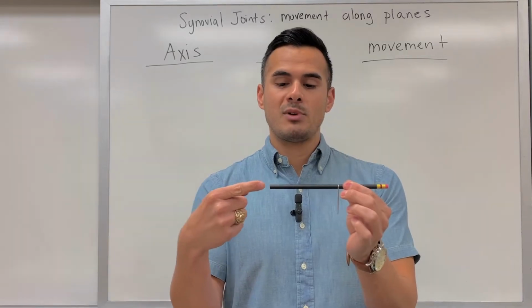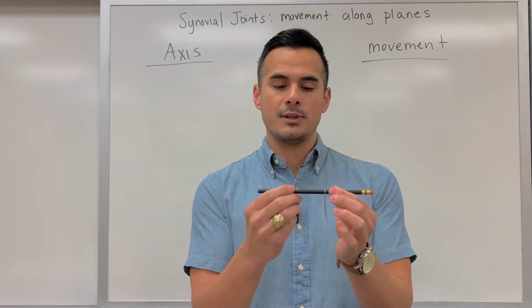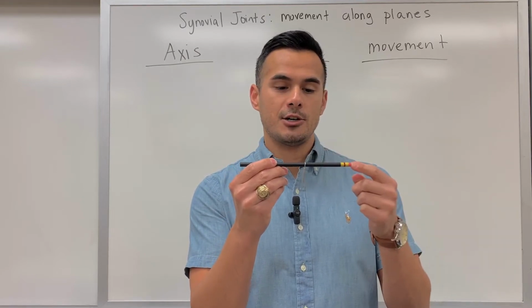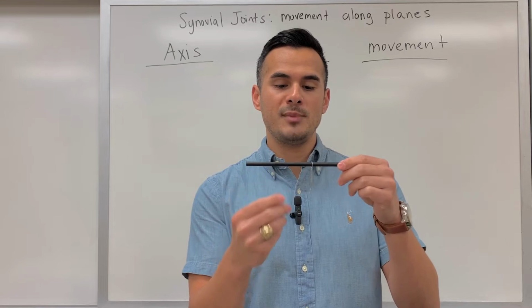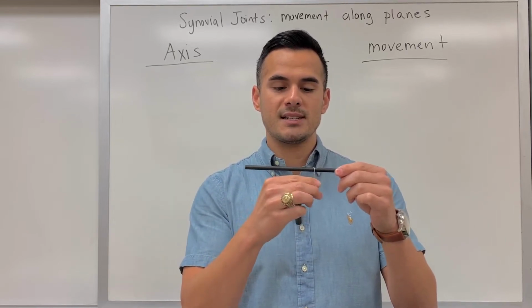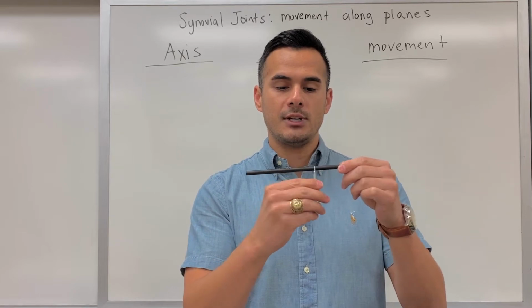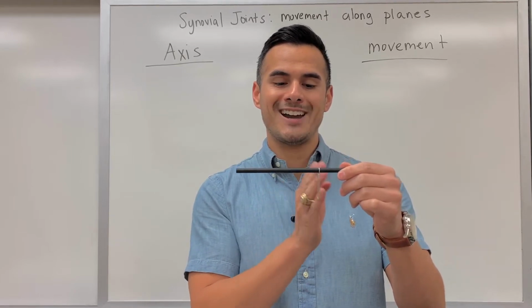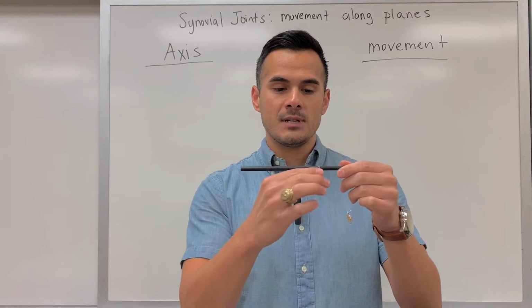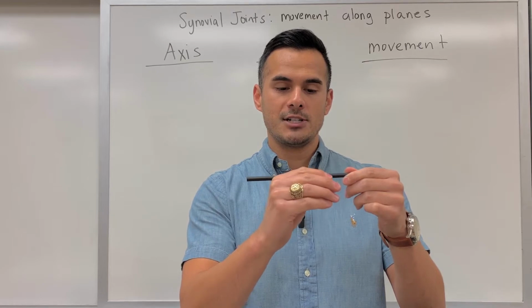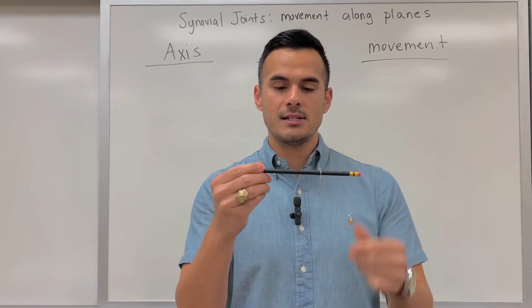This pencil is representing the x-axis or the transverse axis. This is where rotation occurs. And the movement that goes along the plane, this plane is the sagittal plane. Remember, once again, it divides into right and left halves. So this movement here is flexion and then extension. So flexion and extension, this is in the x-axis.